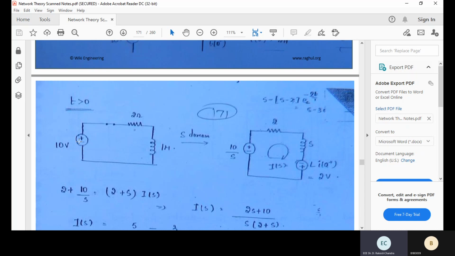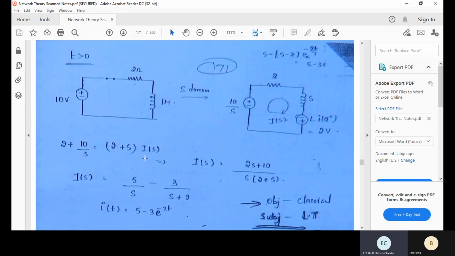Laplace transform of 10 is 10 by S. Laplace transform of R into I of S, plus for L, Ls into I of S. Like that, you can write the KVL equation in the S domain, in the Laplace domain.